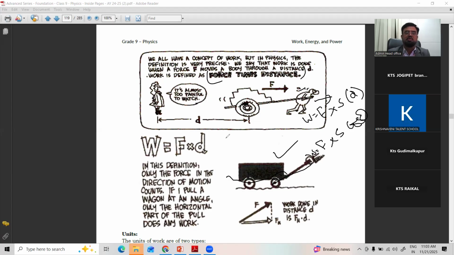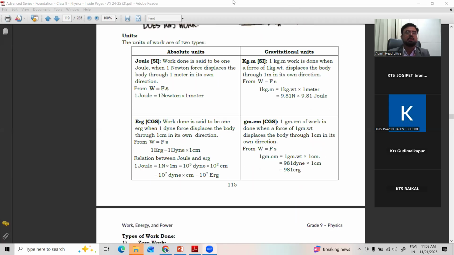That is, W is equal to F into D in the first case. In this definition, only the force is in the direction of motion. Right? If I pull the wagon at an angle, when you are moving at some angle, it will change to F into S cos theta. So the explanation is clearly given for both cases. Right? When you see the table here, it shows the units for both. There are absolute units, the common units, and when gravitational force comes into play, the units are called gravitational units, like absolute units of work as well as gravitational units of work.